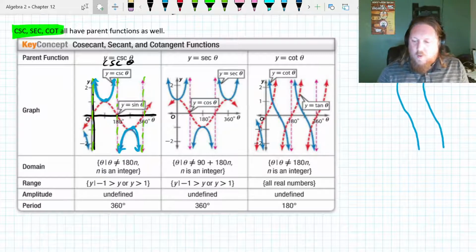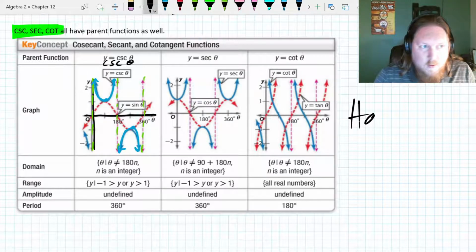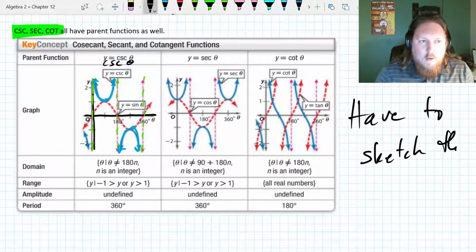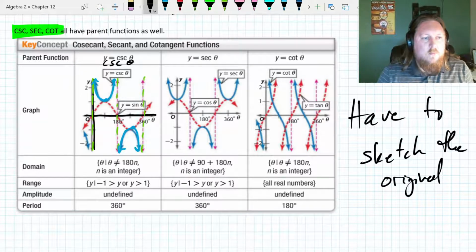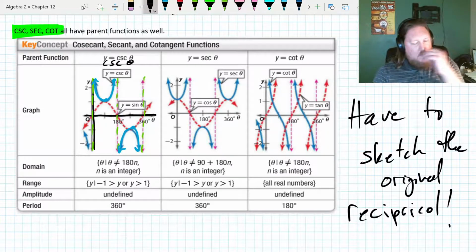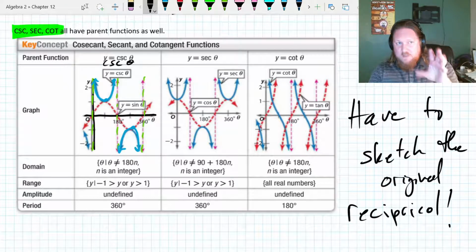Okay, so the whole goal to these is you have to sketch the original reciprocal. This is one of the reasons why we haven't been plugging in a bunch of values and making a table of values, because that's a pain.